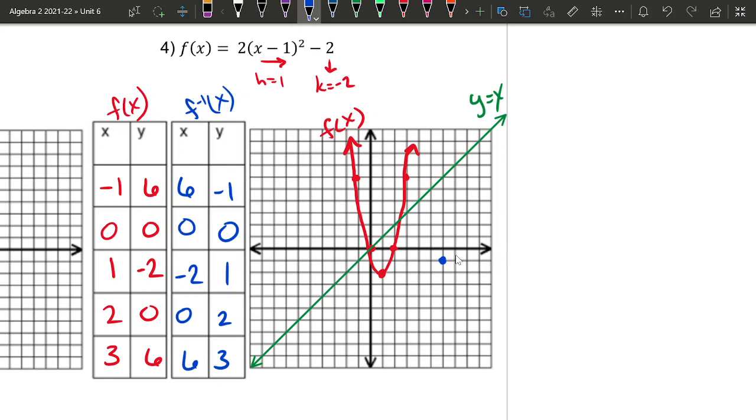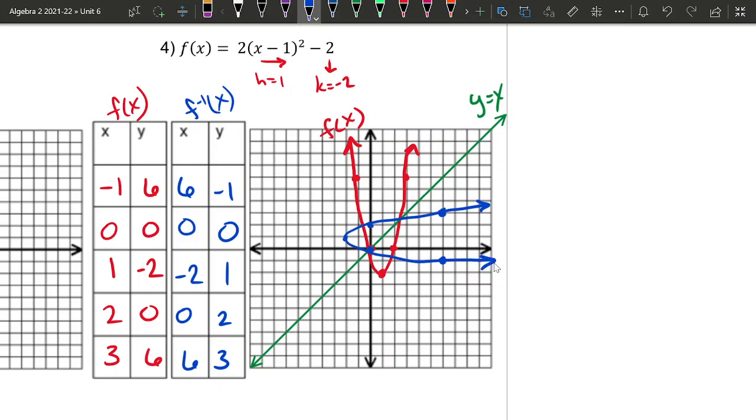It's right there. And then 0, 0. Negative 2, 1. Show what you pass. And then 0, 2. And 6, 3. There was 6, 3. And then connect the dots.